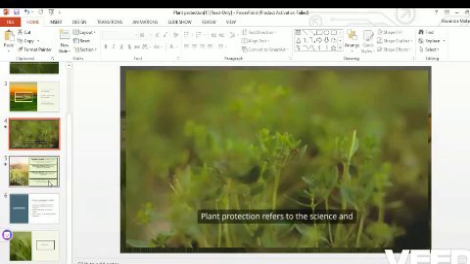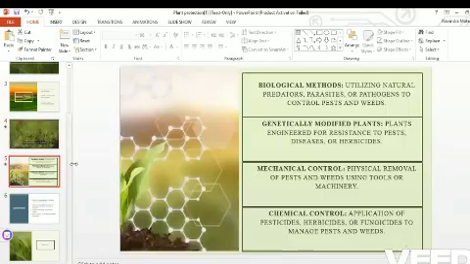So now we will look at the methods. There are 4 methods of plant protection. Biological method. Biological method utilizes natural predators, parasites, or pathogens to control pests and weeds. Has anyone heard about the term before?